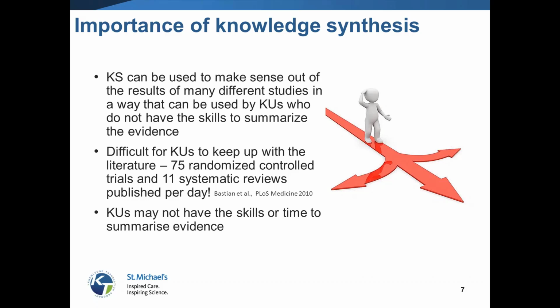A lot of our knowledge users, so our patients, healthcare providers, policymakers, policy analysts, and health systems managers, don't have the skills to summarize the evidence, to sift through all of it, or to even know if it is at risk of bias or not. So this really helps them by providing this product so that they know not only what the evidence says, but how accurate and reliable it is. And it's really difficult for our knowledge users to keep up with the literature, right? We have 75 randomized trials and 11 systematic reviews published per day. So it's really important for us to be able to summarize this information for them.